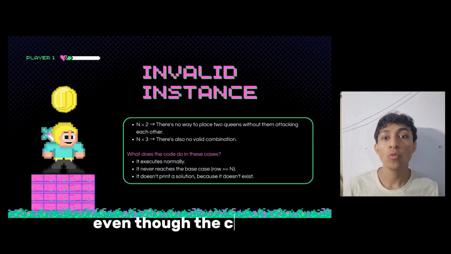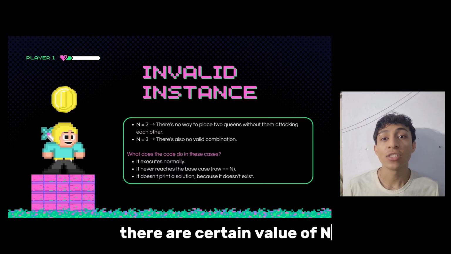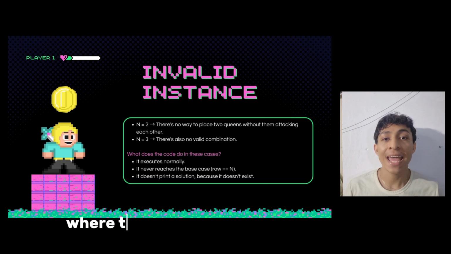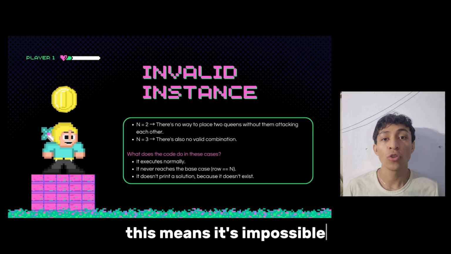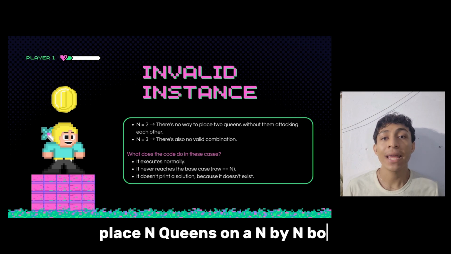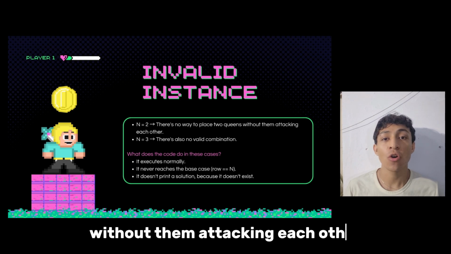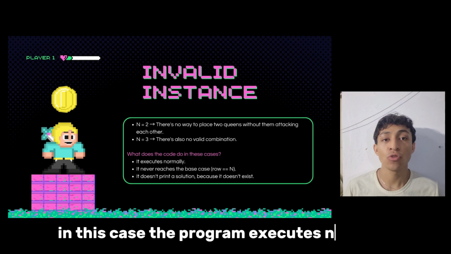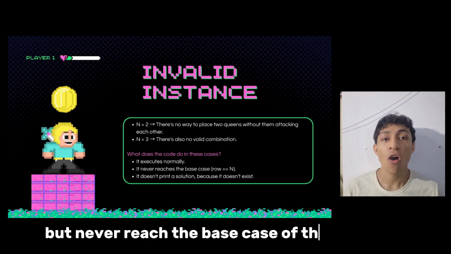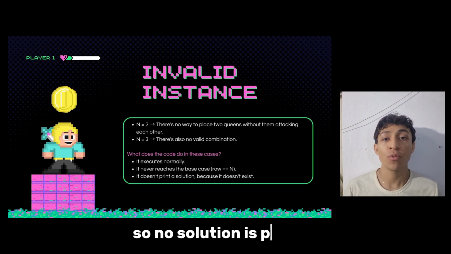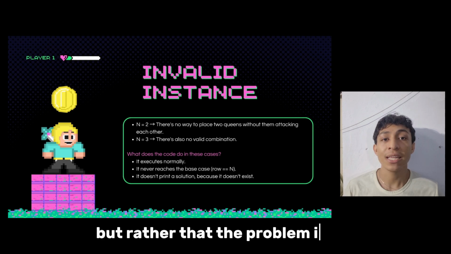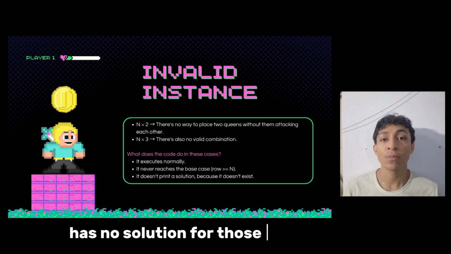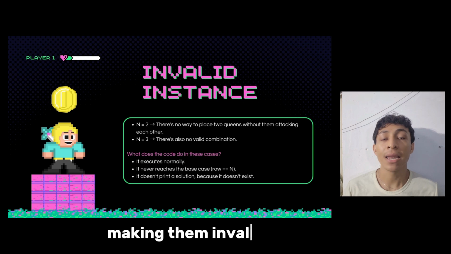Even though the code is correctly implemented, there are certain values of n, such as 2 or 3, where the n queens problem has no valid solution. This means it's impossible to place n queens on an n by n board without them attacking each other. In this case, the program executes normally, but never reaches the base case of the recursion, so no solution is printed. This doesn't indicate an error in the code, but rather that the problem itself has no solution for those specific values, making them invalid instances.